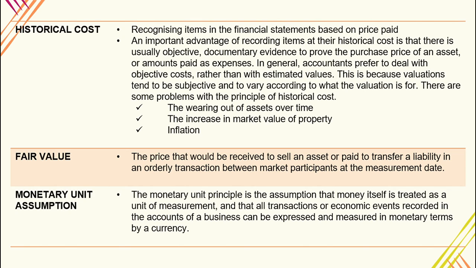So there are some problems with the principle of historical cost. First is the wearing out of assets over time. Second, the increase in market value of property. And the third is inflation. For the next concept is fair value. Fair value is the price that will be received to sell an asset or paid to transfer a liability in an orderly transaction between market participants at the measurement date.